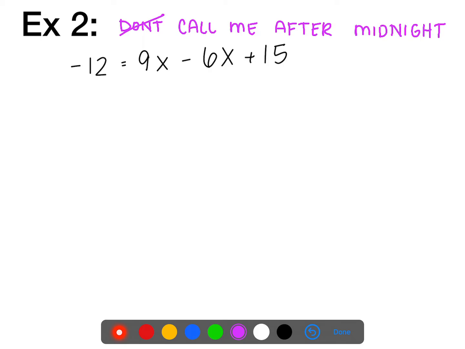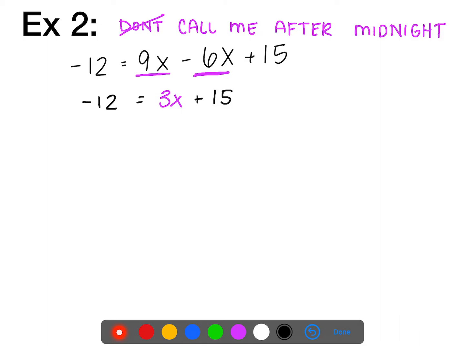What about like terms? Do I have any like terms I can combine? Yeah, I do, right? I've got a 9x and I've got a 6x. So now because they're on the same side, I do exactly what it says. I don't have to worry about using opposite signs. I'm just going to take 9x and subtract 6x. When I take 9x and I subtract 6x, I have 3 x's left. And then I bring down everything else. So my plus 15 equals negative 12.